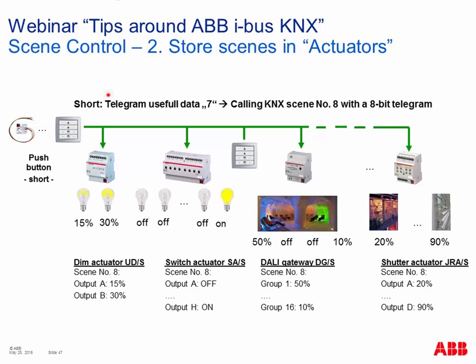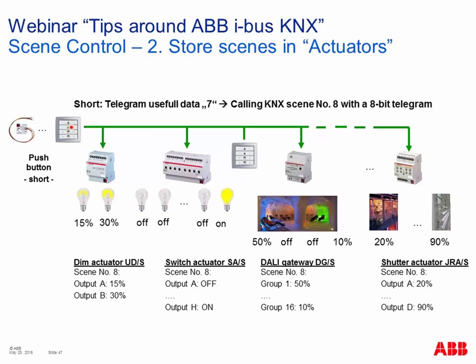Like here in this example, we're using a DIM actuator, channel A default 50%, channel B 30%, a switch actuator default off, on 50%, 10%, and here the height and the angle of the slats and lamella. These are all the default parameters. Now we have to set them in the ETS per device. And we link all our devices via the same group address to our scene.